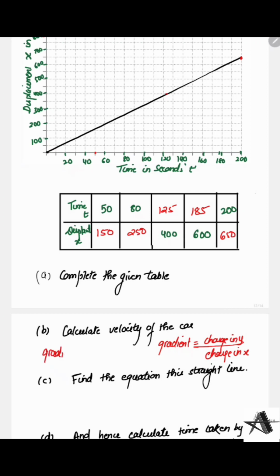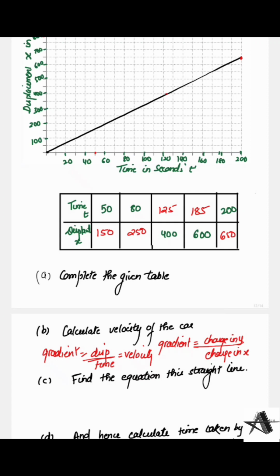Same here, gradient will be change in y. What is written on the y-axis? Displacement. So change in displacement over change in x. What is written on the x-axis? It's time. So displacement over time is velocity. That means gradient is actually the velocity of this graph. So they are asking to calculate the velocity of the car. That means they are asking you to calculate the gradient.